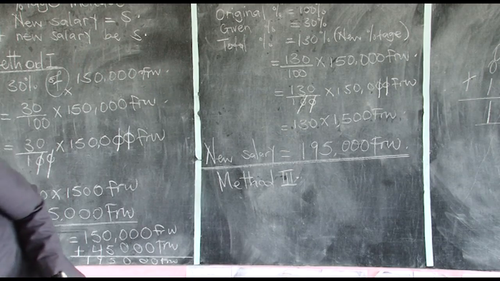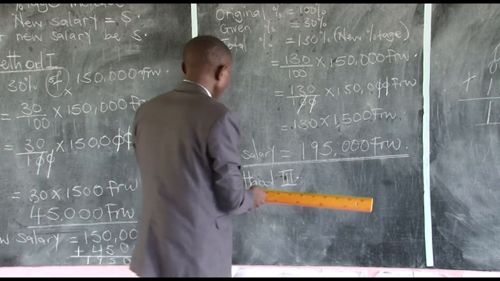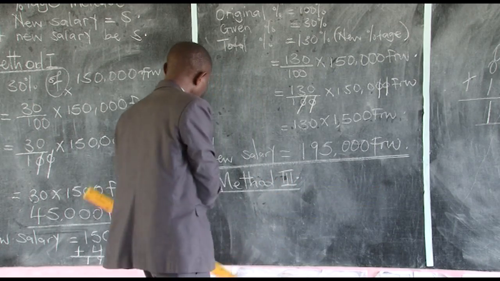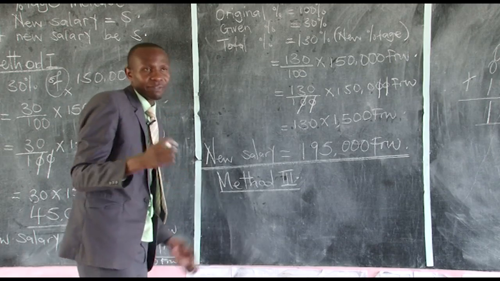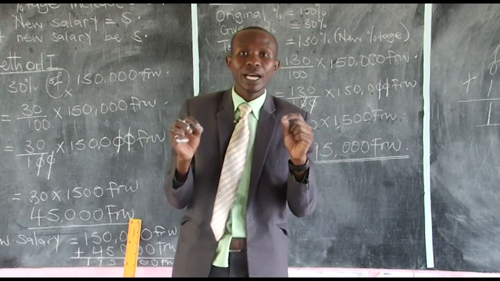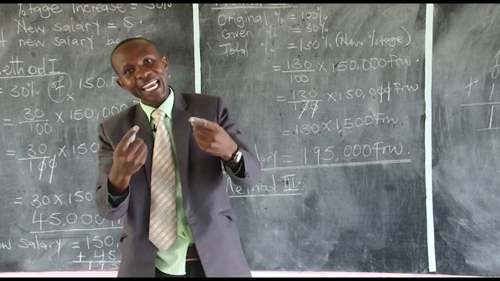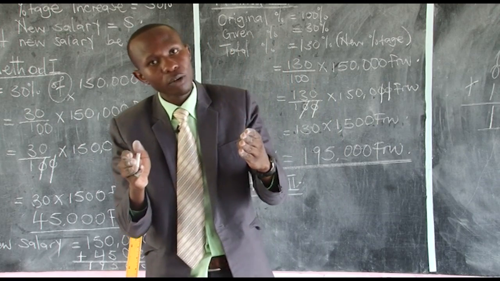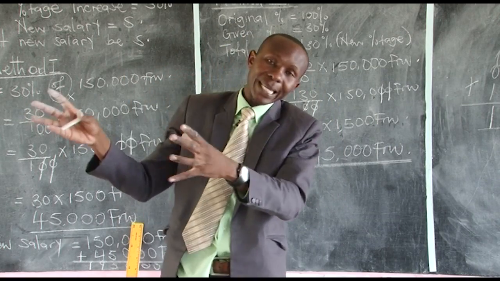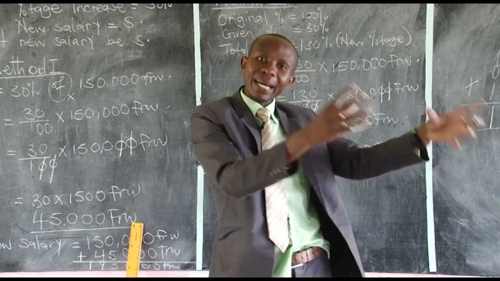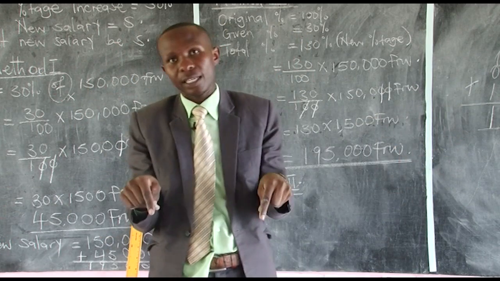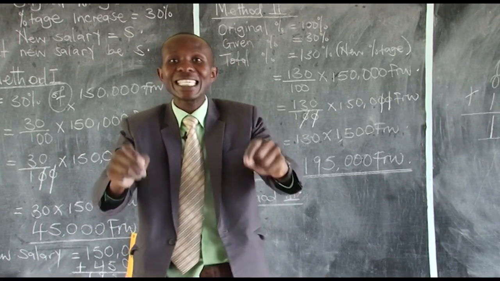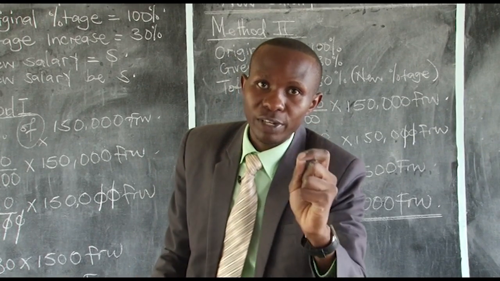The third method, what are we going to do? This is what we are going to do. We have known the amount this teacher was earning at first. We know he was earning 150, and we have said 150 is equivalent to 100%. The original percentage is representing the money this teacher was earning at first. So we know very well that 100% gives us 150,000.